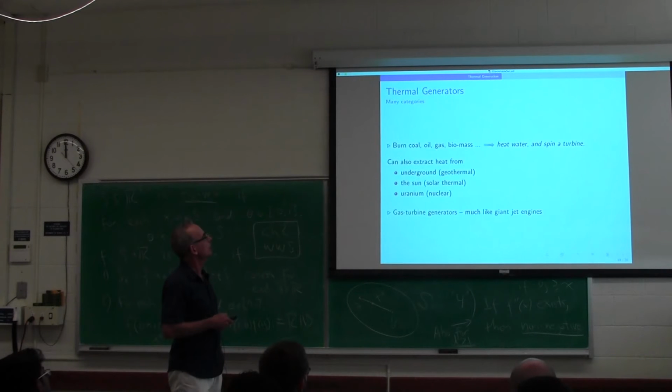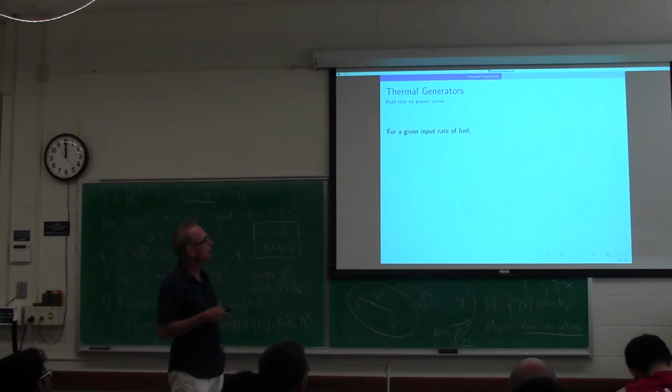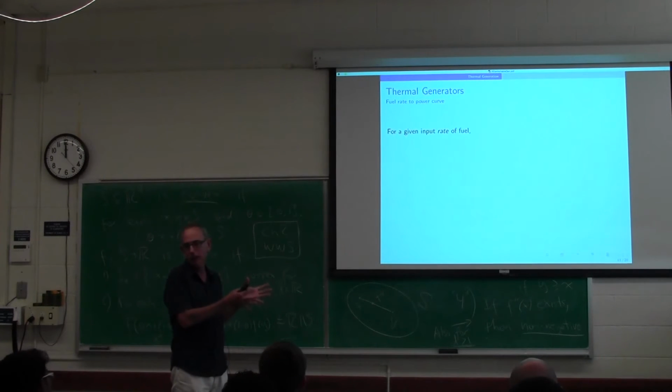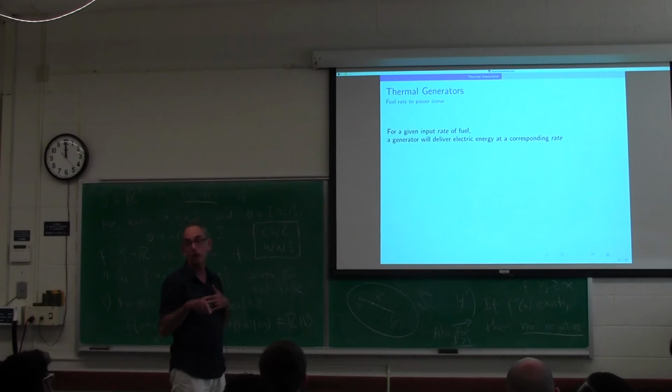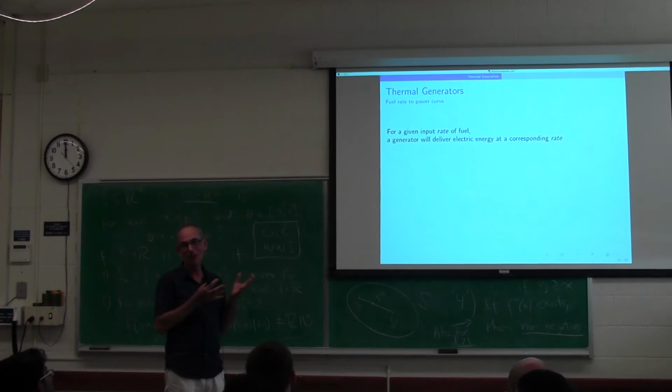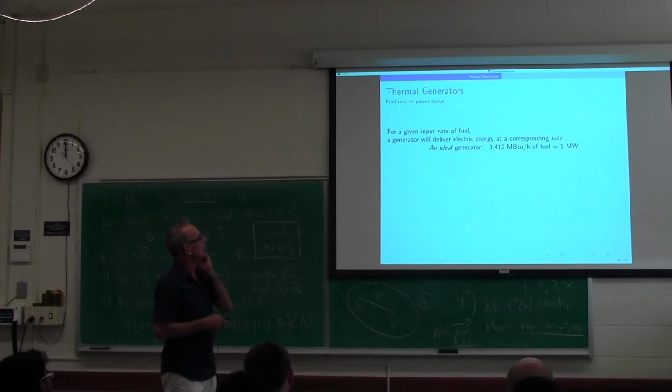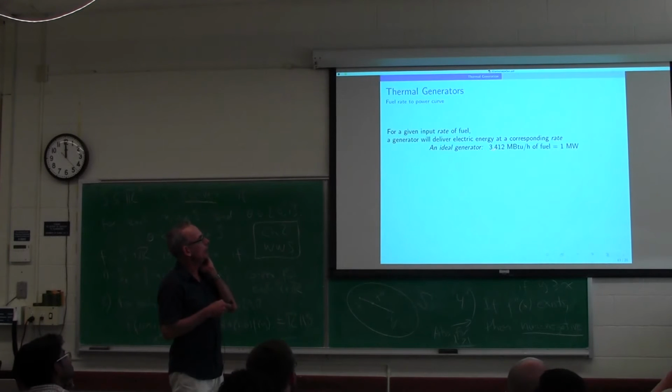And so here's where we get into what we're going to need for the next weeks. We're going to have an input rate of fuel to these generators, and they're going to be producing electricity, and we're going to deliver electricity at a corresponding rate, and we want to understand that correspondence. That's the discussion we had a moment ago about whether that massive generator can supply power at 1 megawatt. Well, no, it can't. All right. Okay, so an ideal generator again with this.